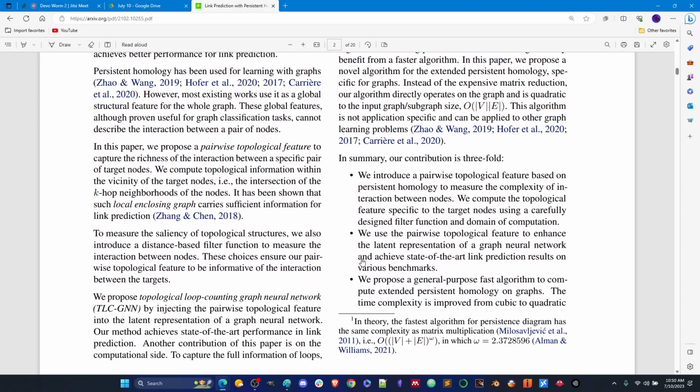Their contribution is, or actually in this paper we propose a pairwise topological feature to capture the richness of the interaction between a specific pair of target nodes. We compute topological information within the vicinity of target nodes, which is defined as the intersection of the k-hop neighborhoods of the nodes. It has been shown that such locally enclosed graphs carry sufficient information for link prediction. So they're able to boil this down to these local graphs. This carries enough information for link prediction.